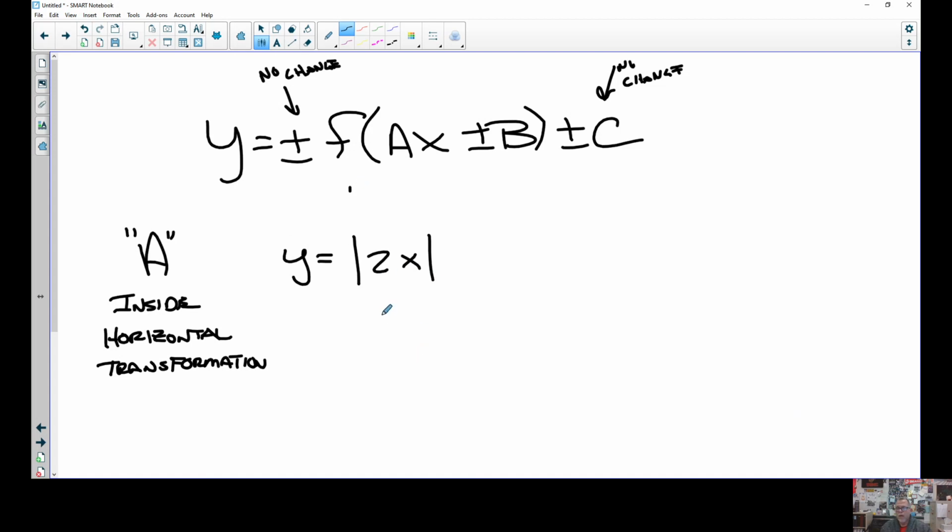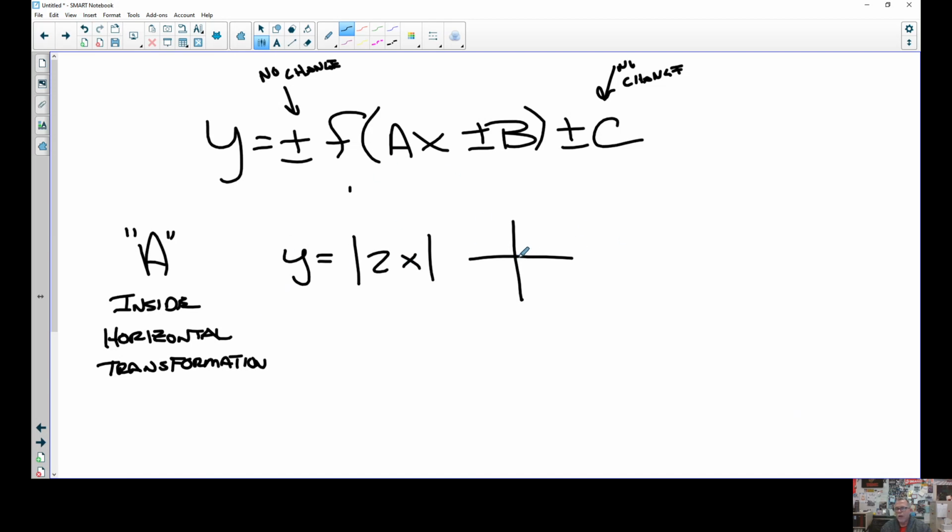Y equals absolute value of 2x. Now, what's different about this? Before, remember when we looked at 2 times x squared, the squaring was happening first, and then we were going to multiply by 2. Well, what's happening here? I plug in my x, I multiply it by 2, then I take the absolute value. So this puts the A inside, right? What's going to happen to this graph? This is easier to see, I think. We'll get to the B and an A combination in a minute.